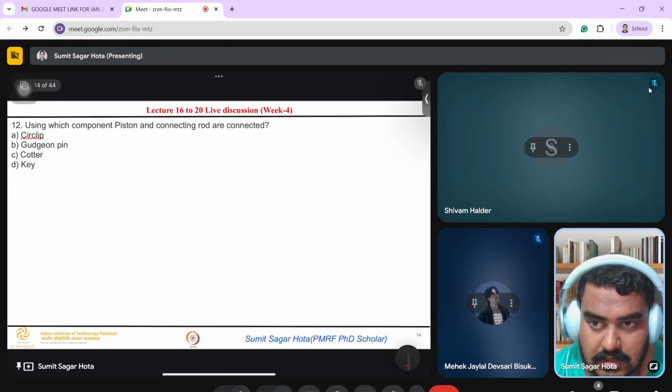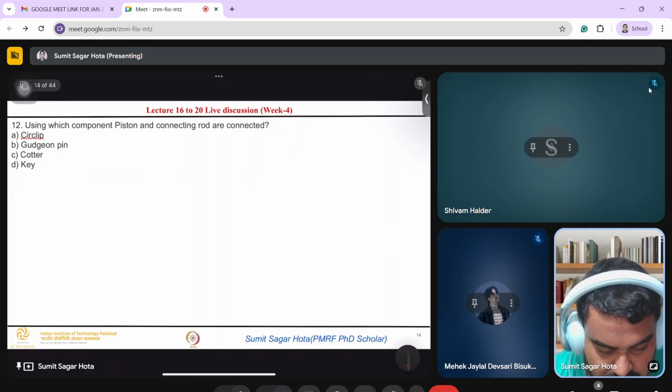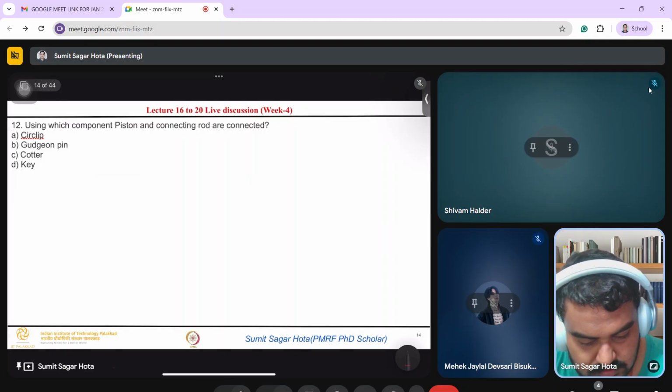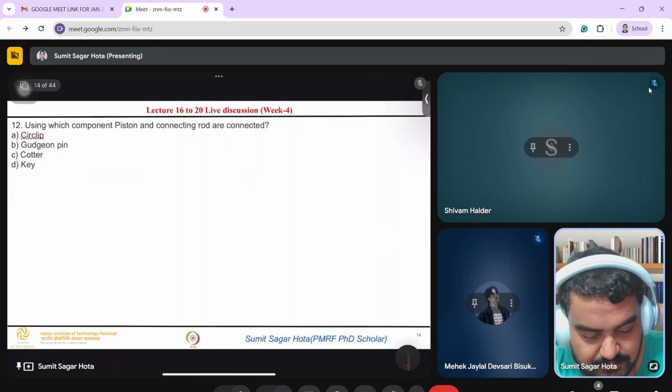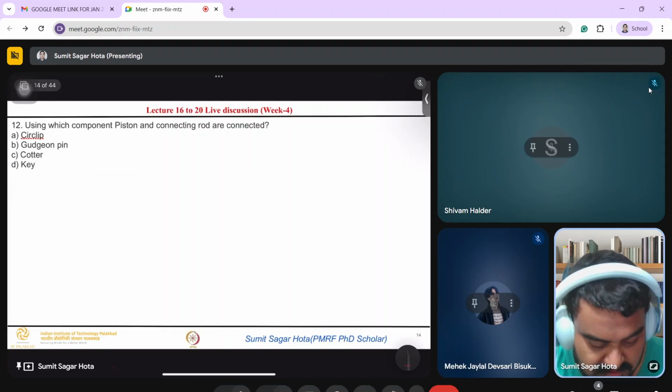Using which component are the piston and connecting rod connected? It's a pin, and its name is gudgeon pin.